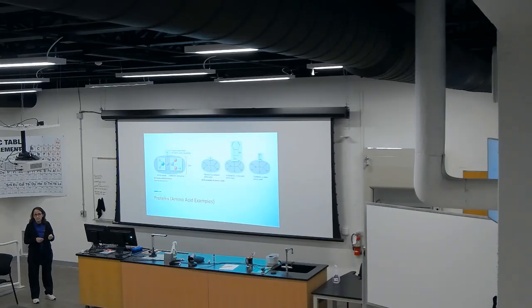We have 20 different amino acids. Out of these 20 different amino acids, 11 are non-essential and 9 are essential. Does it mean we don't need all 20? No. What it means is that the essential ones we cannot make, but the 11 non-essential ones we can make by changing this R group.